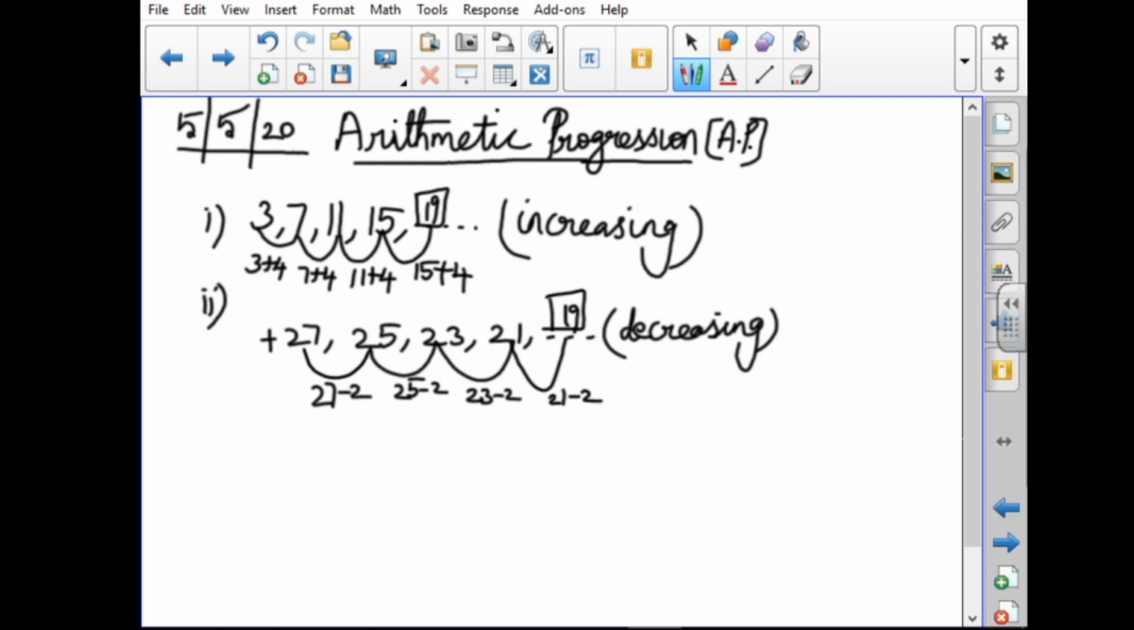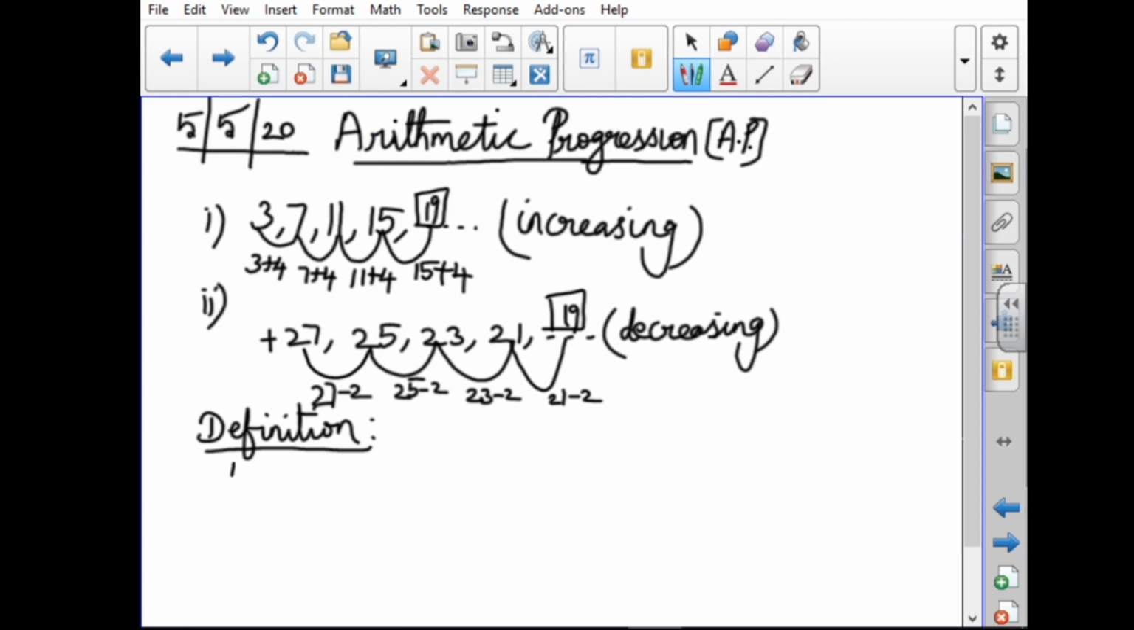This type of sequence is called AP. Here we are only adding or subtracting, addition and subtraction only. So the definition for AP: the difference between the successive terms is constant. Here the difference between the successive terms is 4, 4, 4. We are adding the constant 4. Here we are subtracting the constant 2. So this type of sequence is known as AP. The definition is given like this.